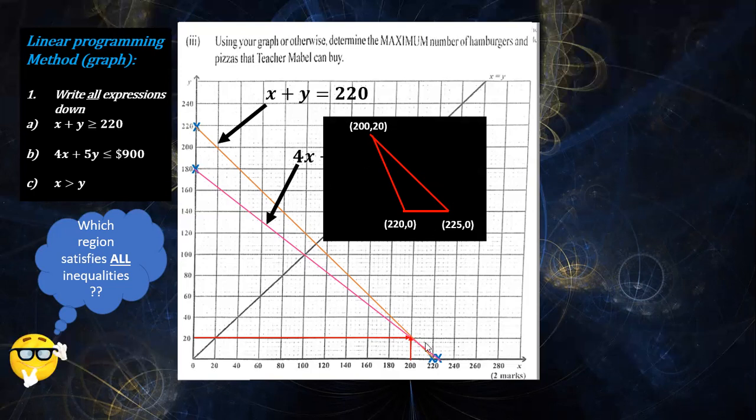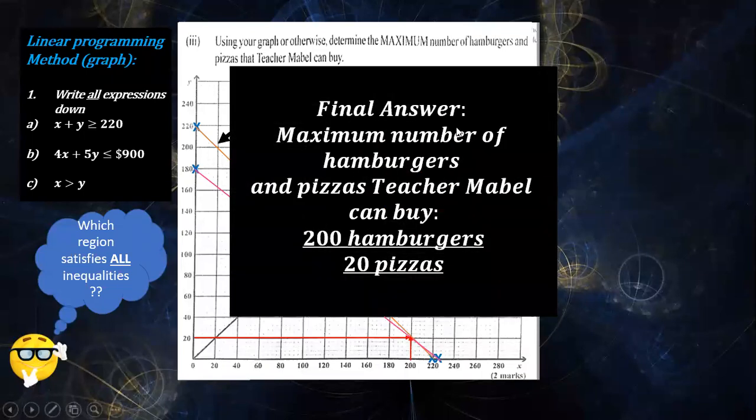And additionally, if you solve this equation using linear simultaneous equations, you will have x equal to 200 and y equal to 20. So in all probability, she would have bought both kinds of food. So it's reasonable to assume that the maximum number of hamburgers and pizzas teacher Mabel can buy is 200 hamburgers and 20 pizzas. All right. Any questions there?